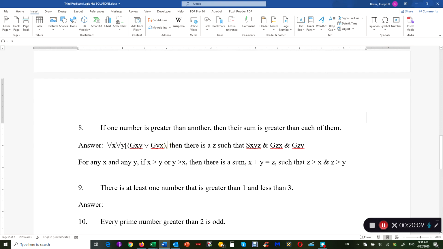Then, we know how to say there is a Z with the existential quantifier. There is a Z such that, and we just get the parentheses, Z is the sum of X and Y, and it's greater than X, and it's greater than Y.